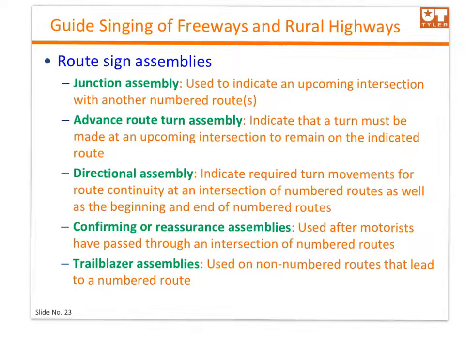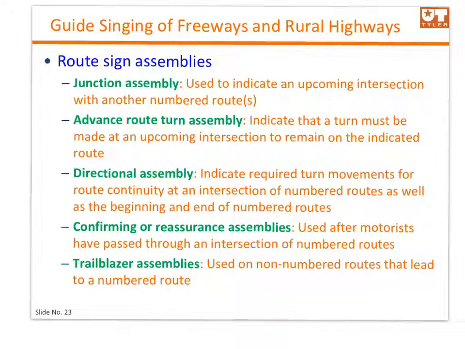When it comes now to another element which is very important in designing guide signs on freeways and rural highways, those are the route sign assemblies. There's different types of assemblies that we use on freeways. The first one is the junction assembly. The junction assembly is used to indicate an upcoming intersection with another numbered route.